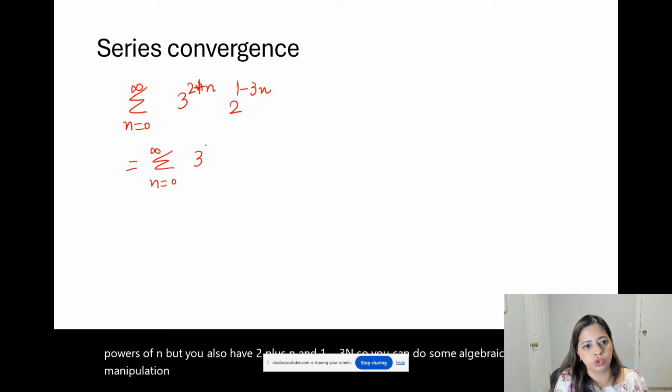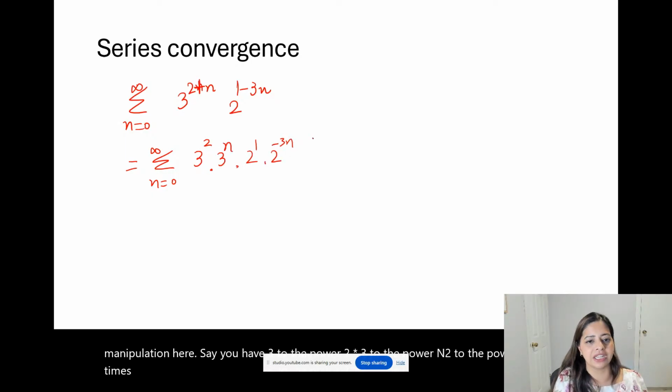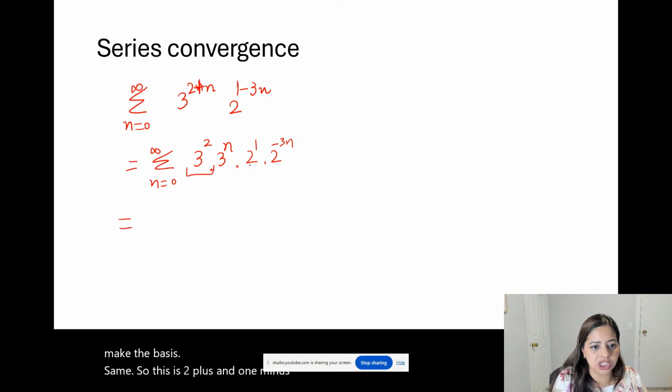Say you have 3 to the power 2 times 3 to the power n, and 2 to the power 1 times 2 to the power minus 3n. These are the rules of exponents, where you can break down the powers and make the bases the same. So this is 2 plus n, 1 minus 3n. Now I see these two, they are just constants. So 3 squared is 9, times 2 is 18.